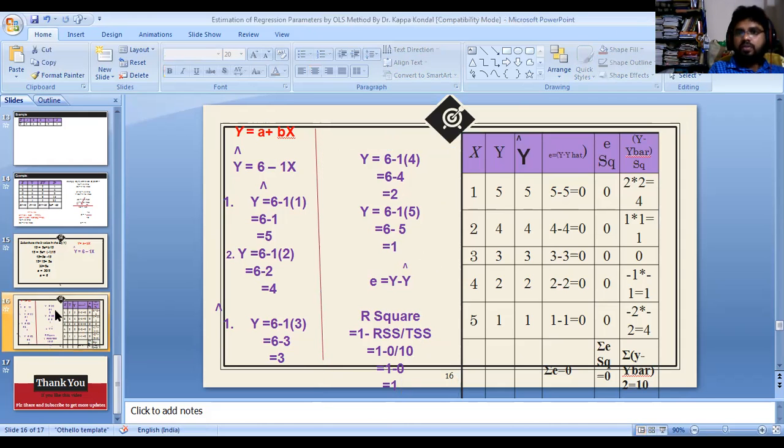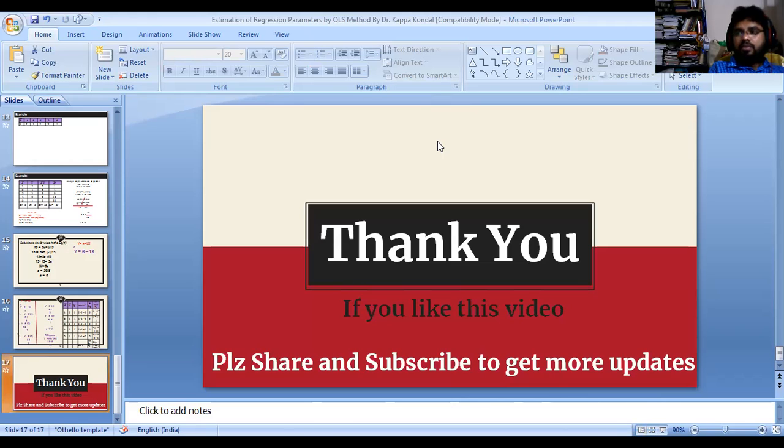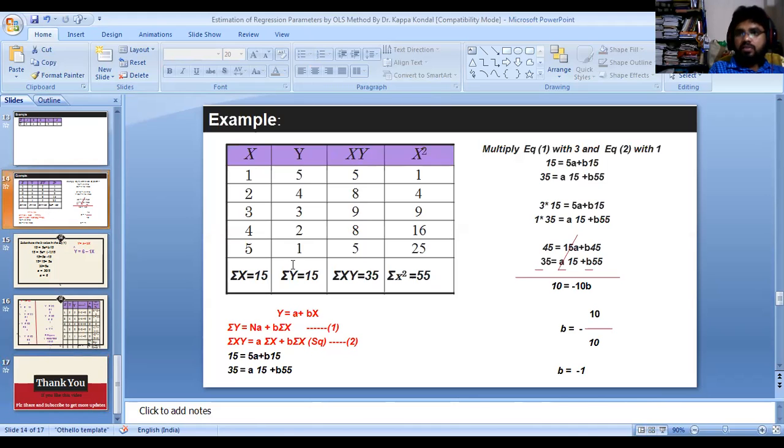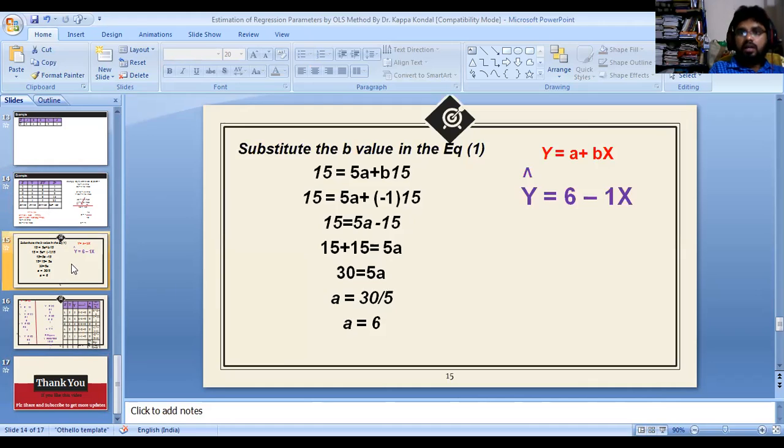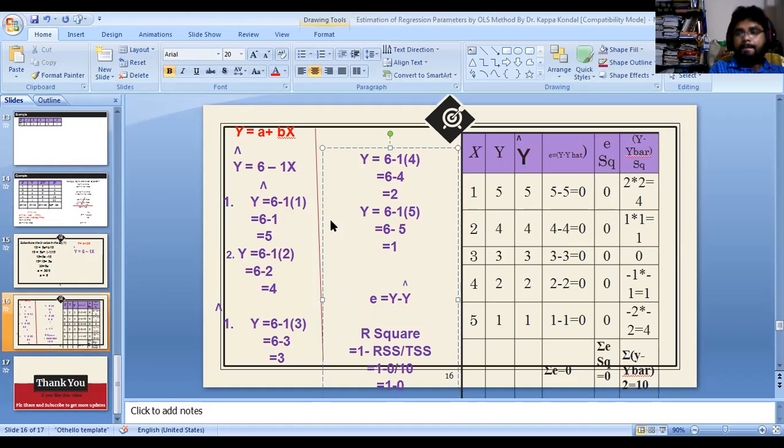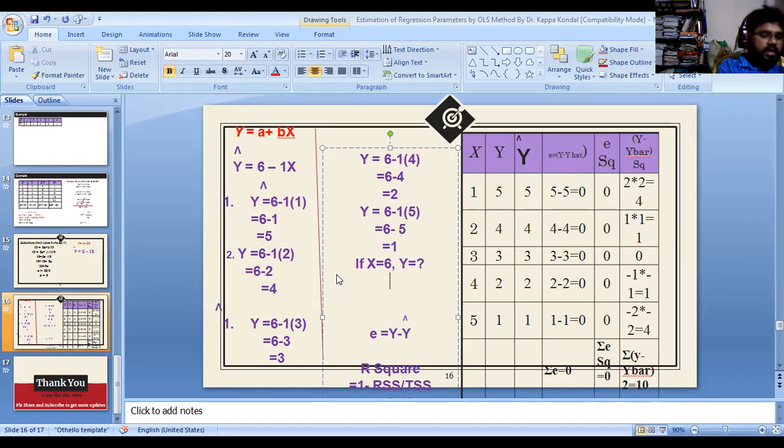I think it's understood. We learned about how we can estimate A and B, and then how we can forecast. Sometimes they will ask such a question, for example, on the basis of this data in the time series. For example, if x is equal to 6, how much is the y value? Simple: y is equal to 6 minus 1 into 6, which is 0.